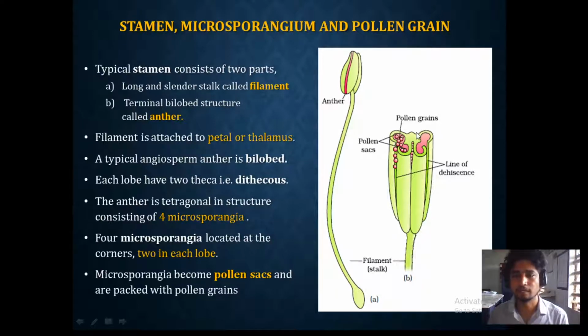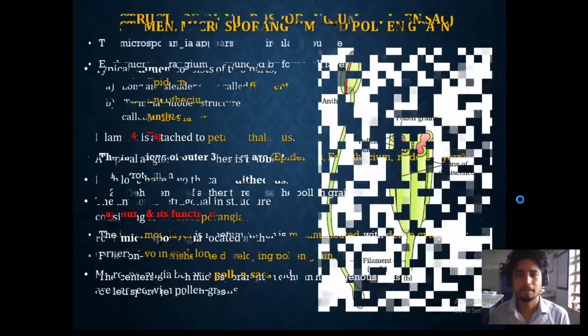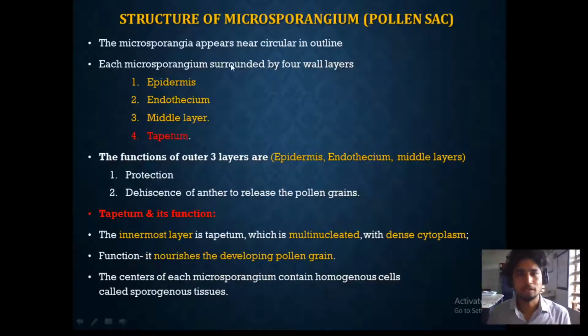They form a tetragonal structure, and this tetragonal structure has 4 microsporangia, located at the corners, 2 in each lobe. Microsporangia become pollen sacs and they are packed with pollen grains. How these pollen grains are produced from this anther, we are going to study today. Before that, we have to discuss the microsporangium.